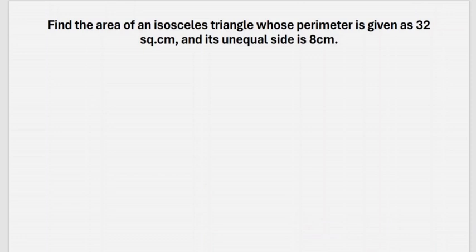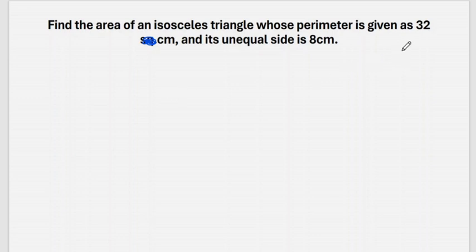Find the area of an isosceles triangle whose perimeter is given as 32 square centimeters. Sorry. So it is wrong here. You just have to find the area of an isosceles triangle whose perimeter is given as 32 centimeter. Okay. The unit of perimeter cannot be square. Okay. So it is centimeter. And its unequal side is 8 centimeter.